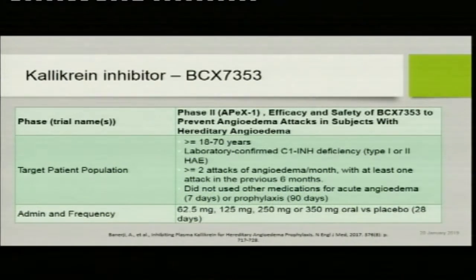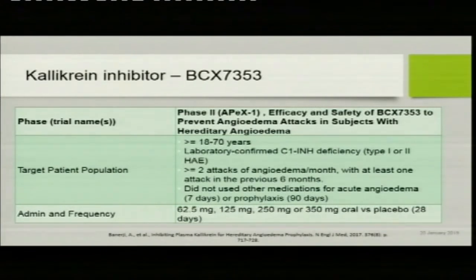The next medication, again, I keep saying this is going to be a breakthrough. This one, again, is going to be a breakthrough as well. This is a Phase 2 trial.